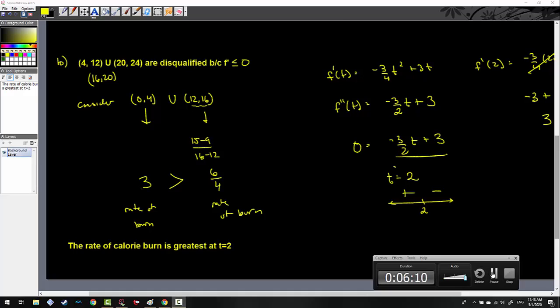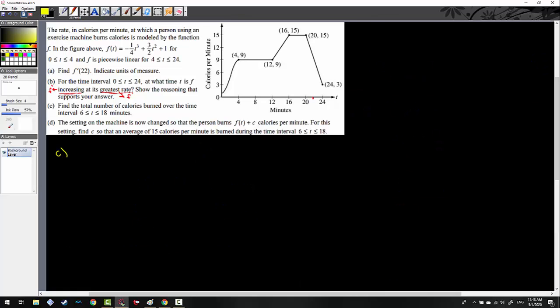Clean up the board. Part C says find the total number of calories burned over the time interval 6 to 18 minutes. Okay, this graph is really odd looking, and to find out all of this is going to be really hard. I mean, C is easily the hardest question in this FRQ. So what I'm going to do is actually just write it out first. I know it's the integral from 6 to 18 of f of t dt. Luckily, it's just going to be a bunch of linear stuff. I don't need to integrate the actual wavy function, which is good.